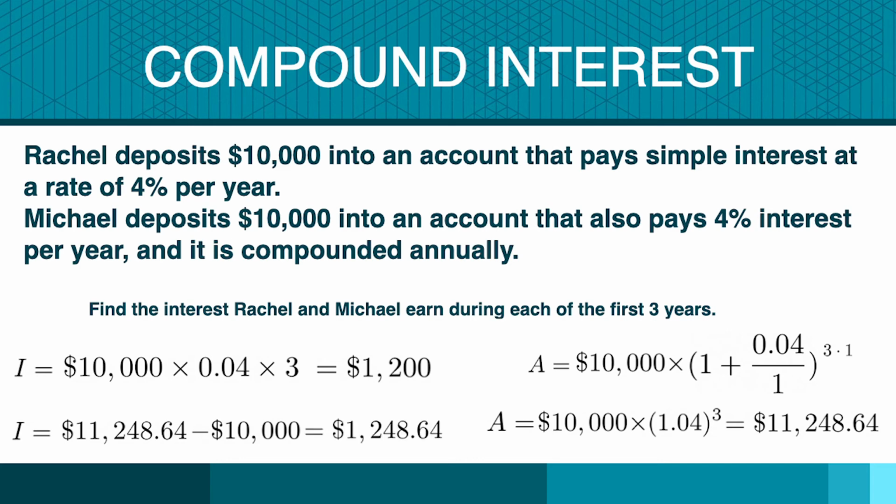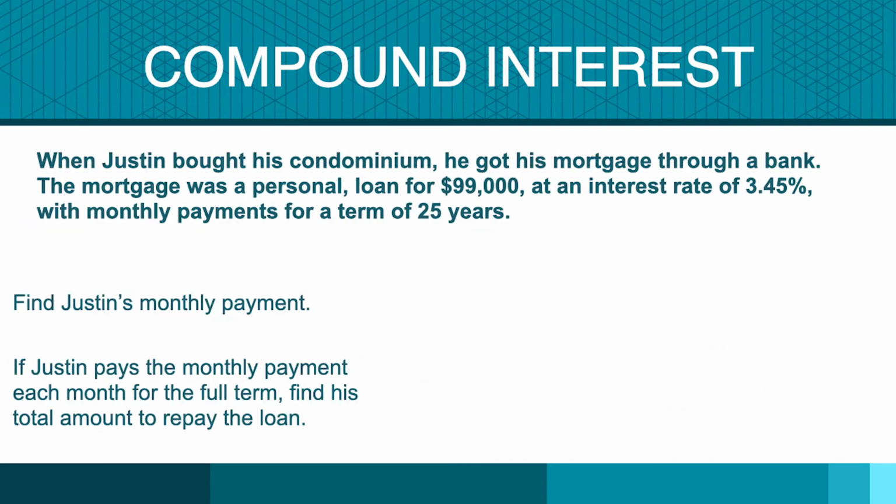$1,248.64. When comparing the simple interest Rachel earned to the compound interest Michael earned, Michael earned $1,248.64 of compounded interest, which is more than Rachel's $1,200 of simple interest. Take a moment to read the following problem.